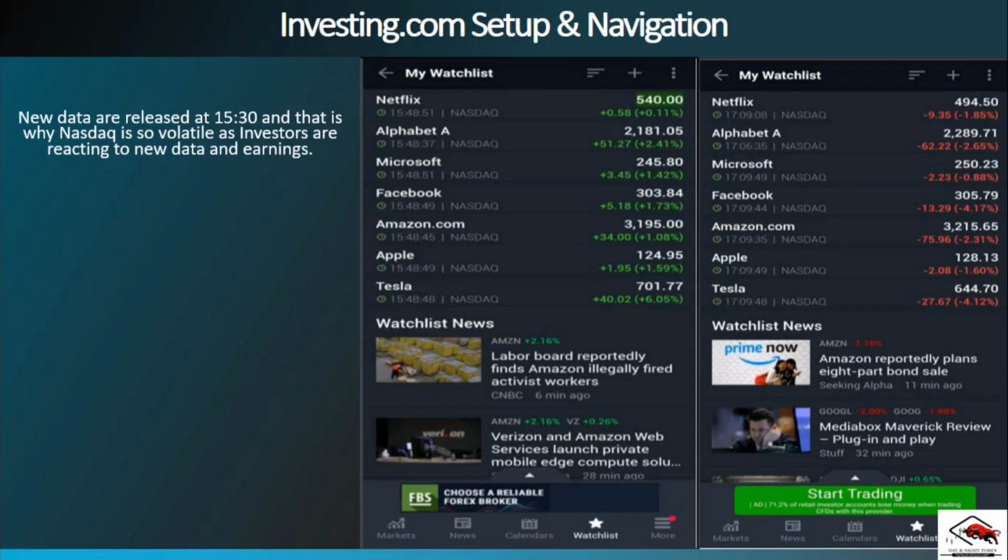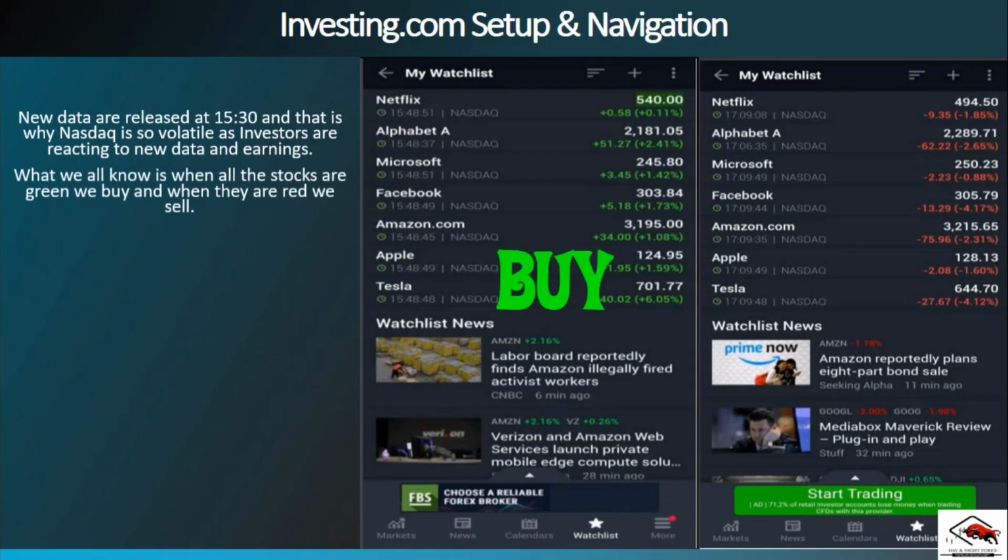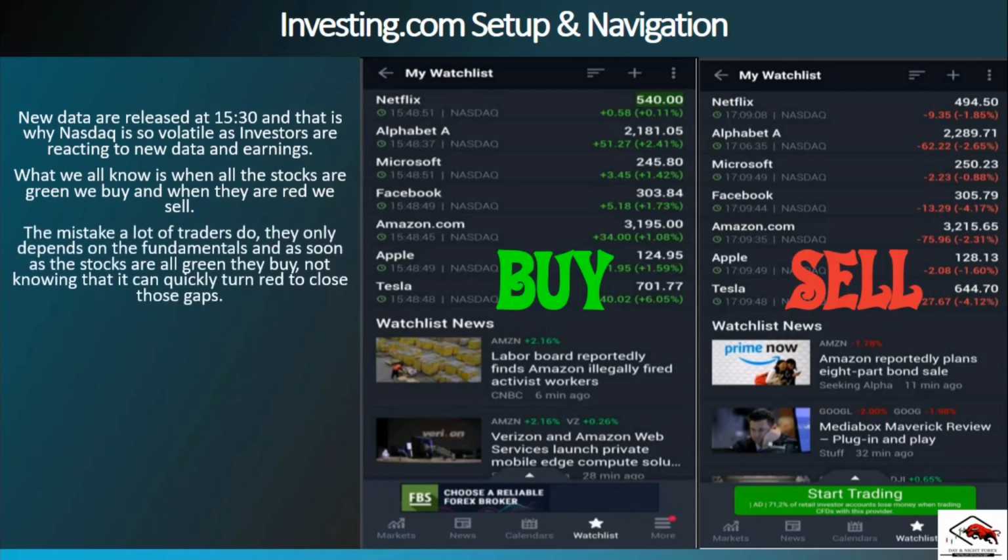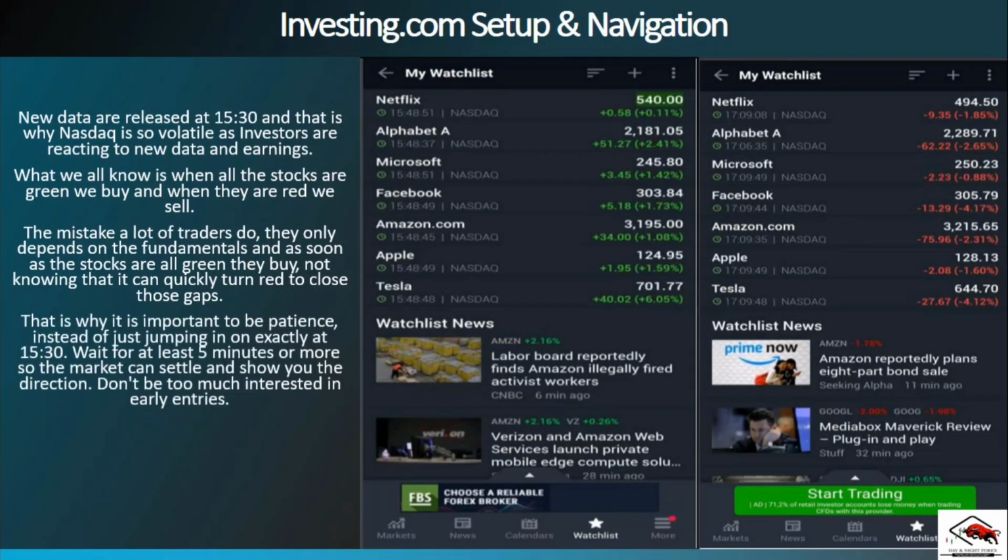As we have explained before, when all stocks news are green, we are looking for buys, and when they are all red, we are looking to sell. The mistake a lot of traders do, they only depend on the fundamentals. As soon as the stocks are all green, they buy into the market, not knowing that it will quickly turn red to close those gaps that it has opened up with. So you need to make sure that your fundamentals are in line with your technical analysis as well.